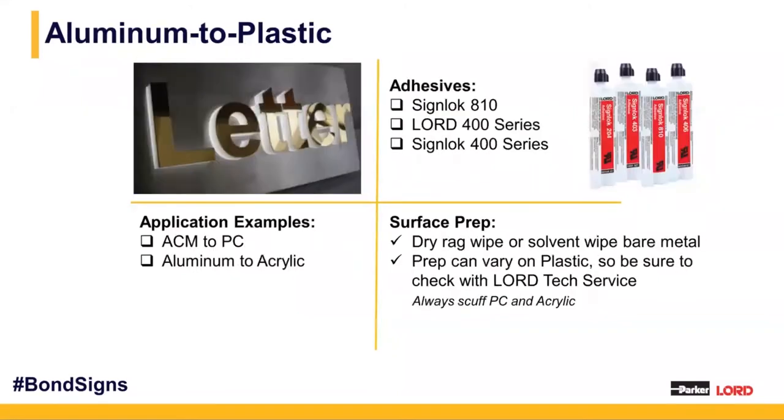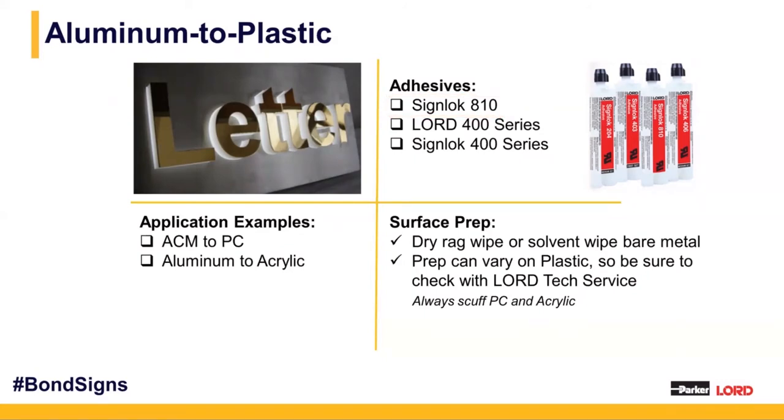The final cross-bonding combination I'll go over today is aluminum to plastic, such as aluminum to acrylic or aluminum to polycarb or ACM to polycarb. Again, you can use one of our Lord acrylic adhesives here. We would strongly recommend you consider the Silock 810 if you're using thin gauge aluminum or ACM in order to prevent read-through, which is the appearance of the adhesive showing up on the other side of the part.